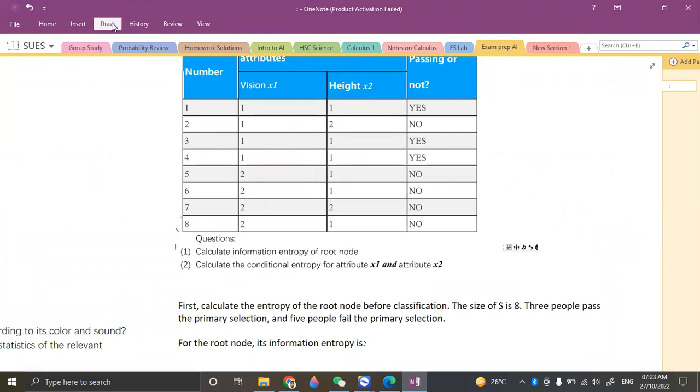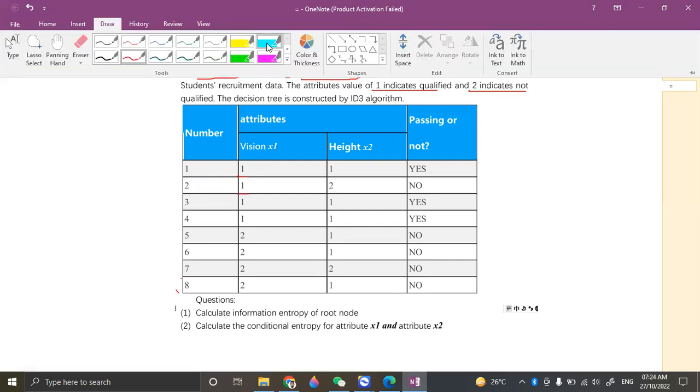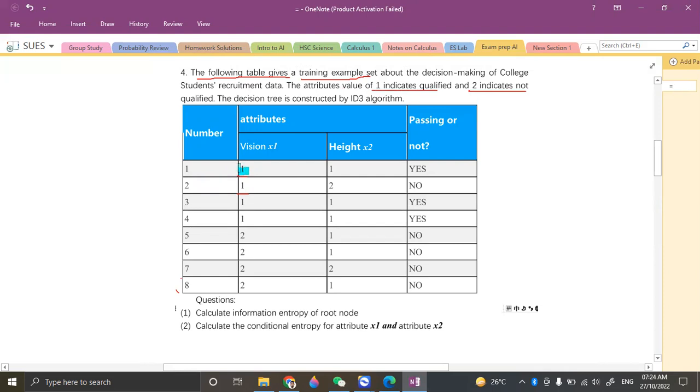So let's start from here. We have a table. This is a data table, or a training example set, about the decision making of college students recruitment data. The attribute value of 1 indicates qualified, and 2 indicates not qualified. So here you see 1, it means qualified, and this 2 means not qualified.